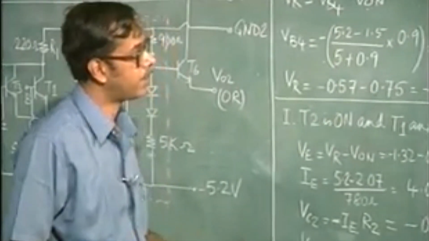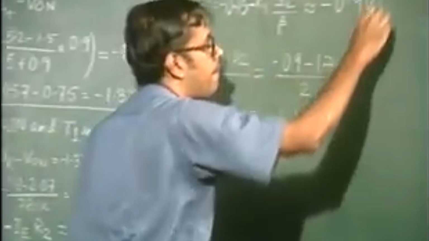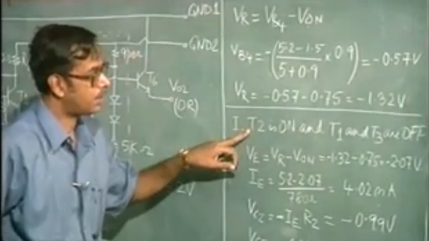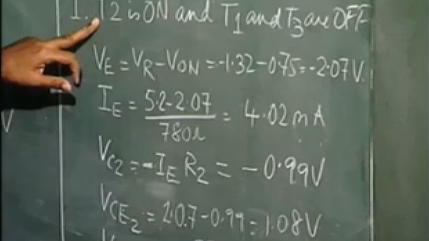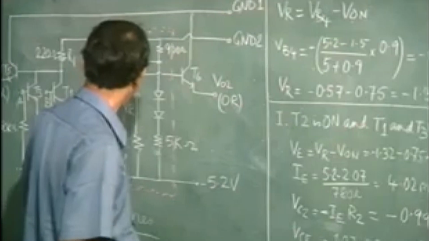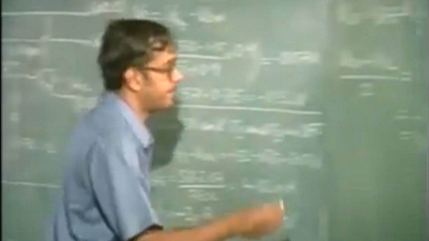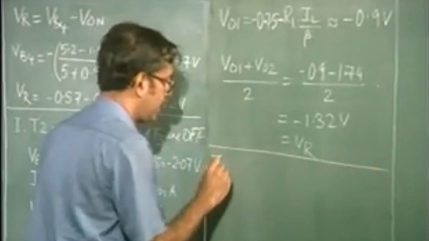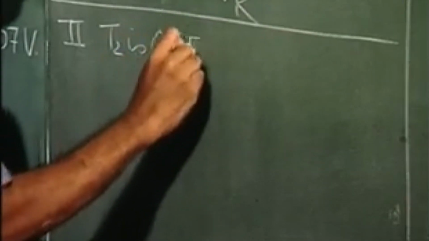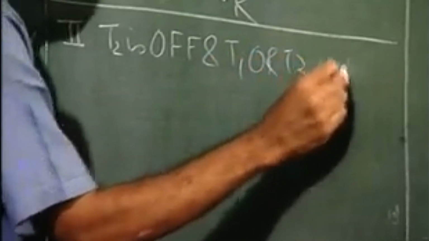Okay, so this is about the case where T2 is on and T1 and T3 are off. Now, let us take the other case, that is T2 is off and T1 or T3 is on. What is going to happen? That is case 2, T2 is off and T1 or T3 is on.